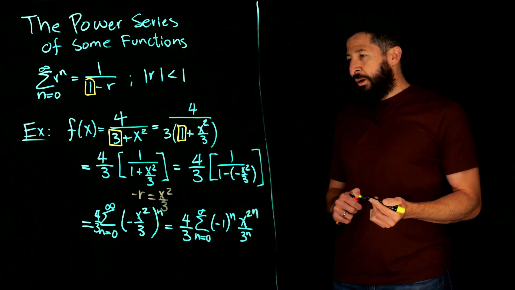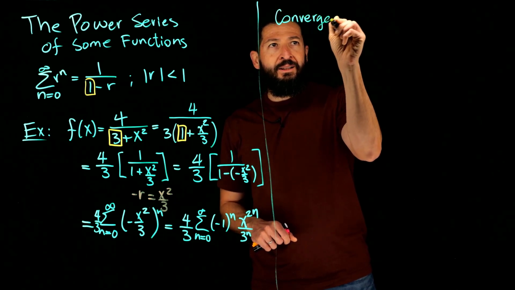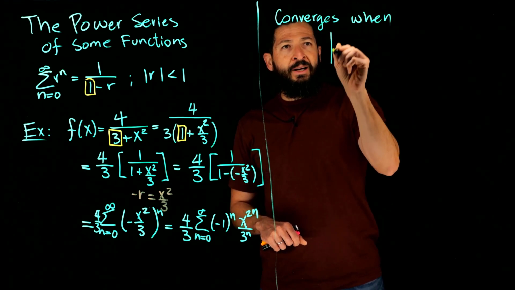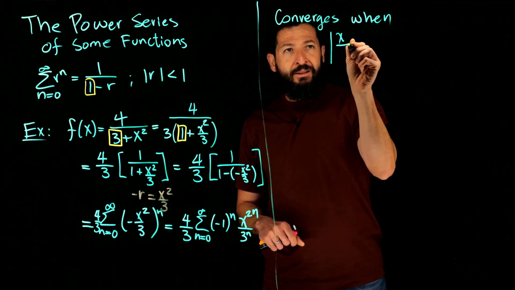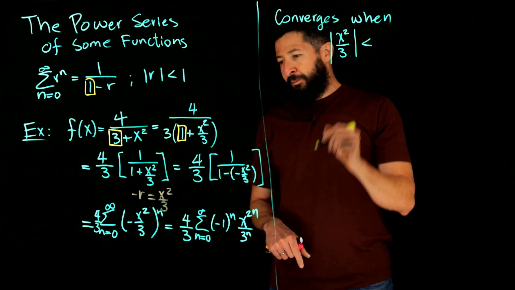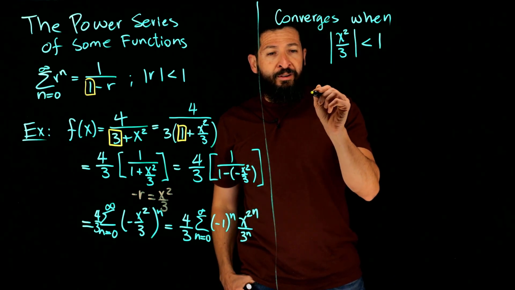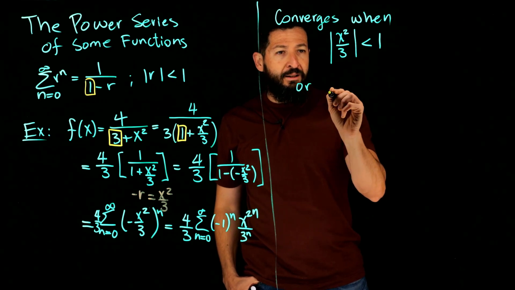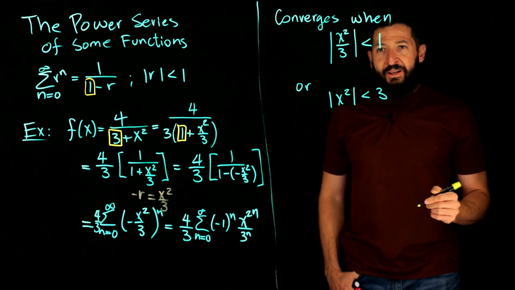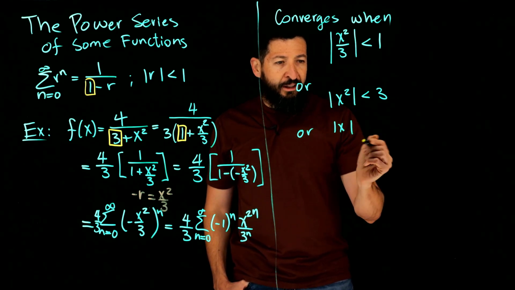But now I have to figure out where it converges. So this one converges when the absolute value of x squared over 3 is less than 1. So that then tells me that this converges when the absolute value of x squared is less than 3, or, if you will, taking square roots, the absolute value of x is less than the square root of 3.